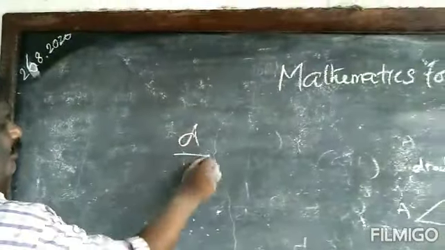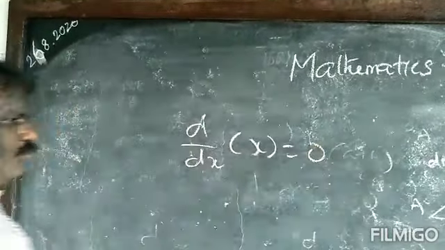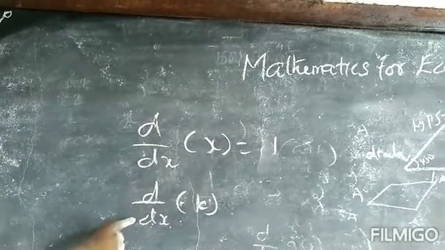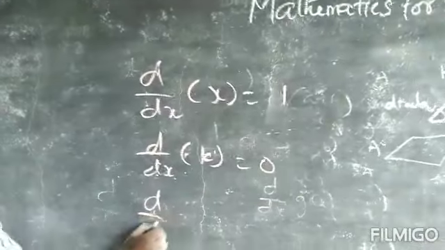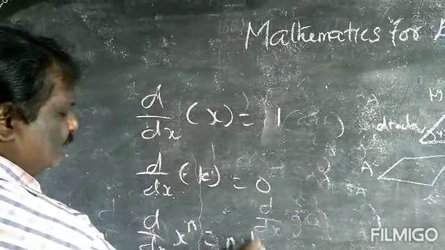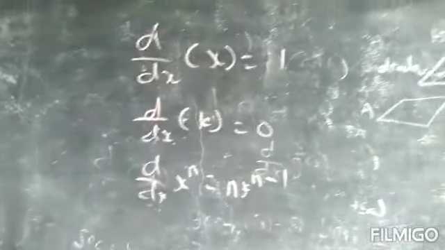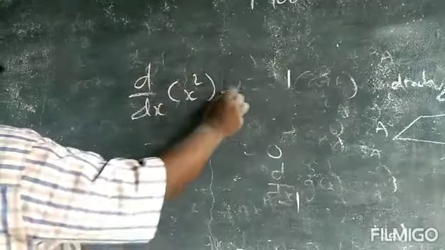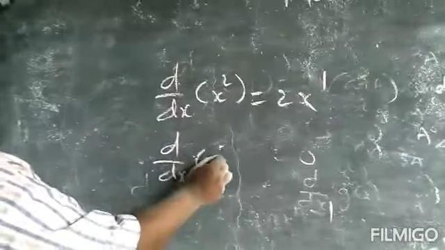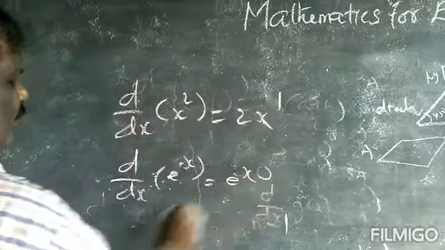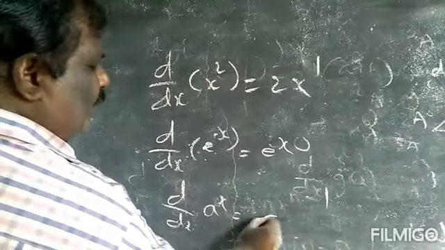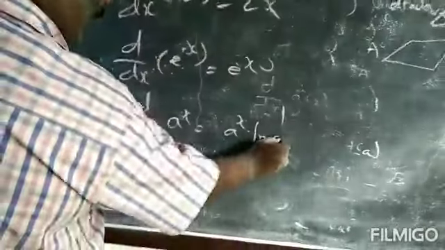So d/dx of x is equal to 1, and d/dx of a constant k is equal to 0. d/dx of xⁿ is equal to n·xⁿ⁻¹. So d/dx of x² is equal to 2x. d/dx of eˣ is eˣ. d/dx of aˣ is equal to aˣ ln a, that is aˣ log a.